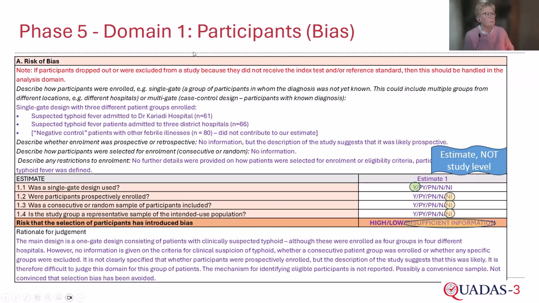So this is domain 1, the participant domain. And at the estimate level, we've got answers for each of the 4 signalling questions here. And you can see that 3 of the 4 signalling questions have been answered as there being no information available, and only 1 is at low risk of bias. So the overall judgment here for this participant domain is that there is insufficient information to make a judgment about the risk of bias, because 3 out of the 4 questions don't have sufficient information.